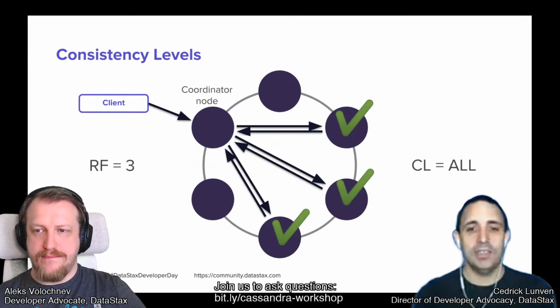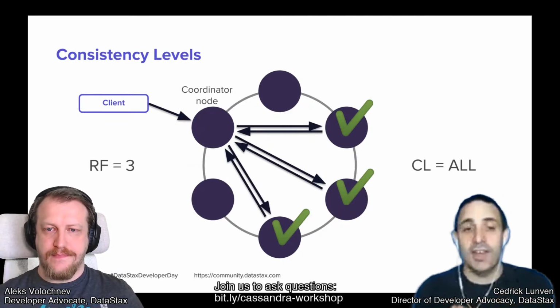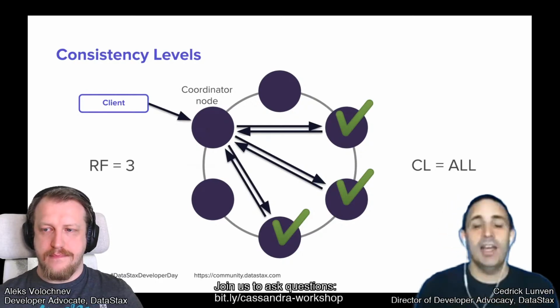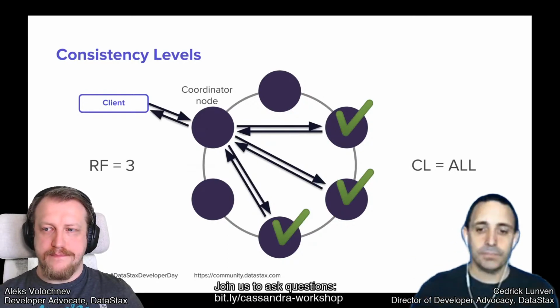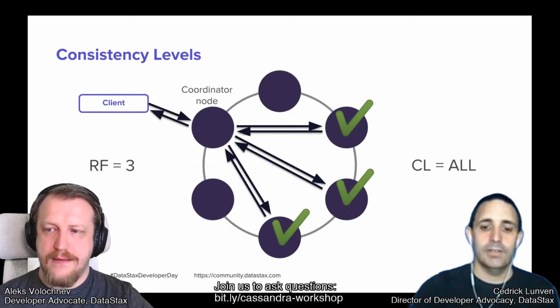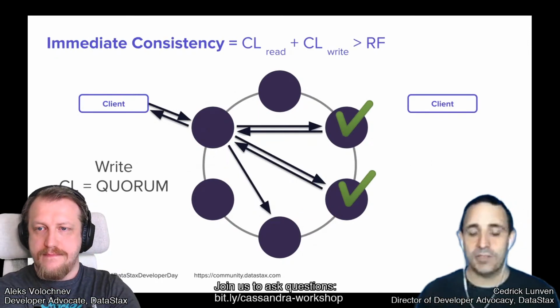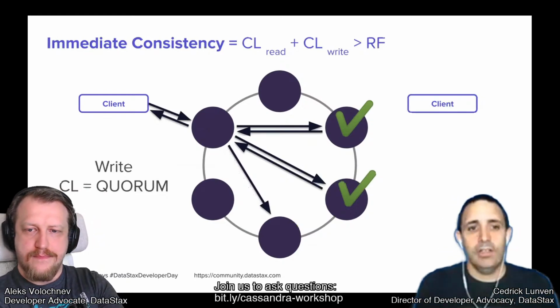So again, this is your choice. Either you want to go very fast, go the recommended way, or maximum consistency at the trade-off of availability. And so just the immediate consistency, which is very important, is why we recommend quorum for both read and write.